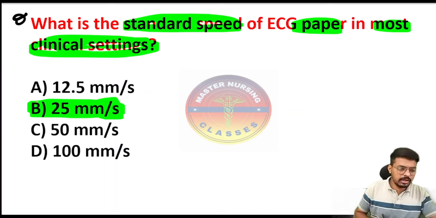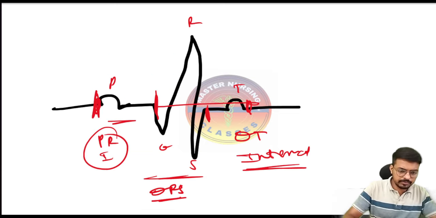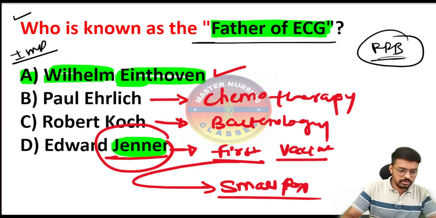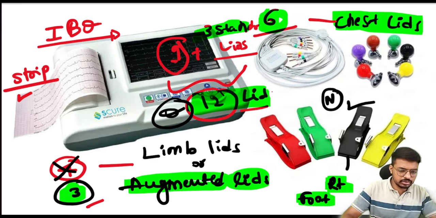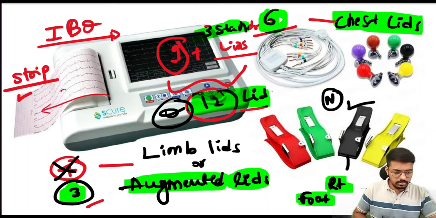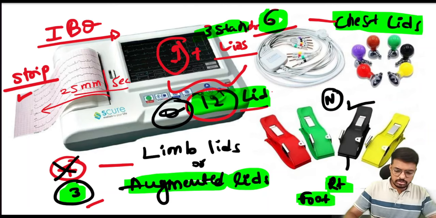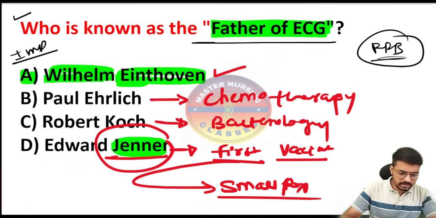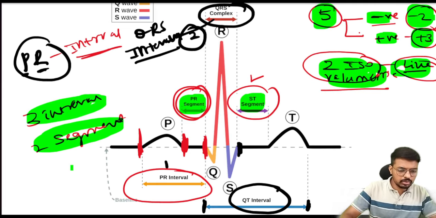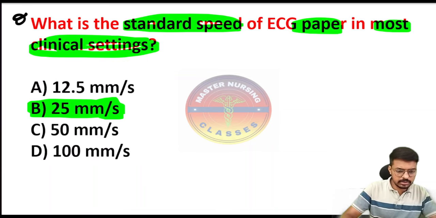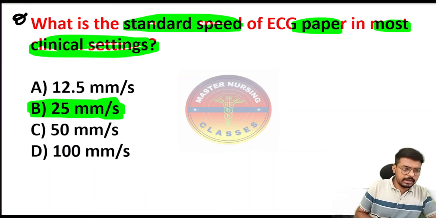Okay, so this is where the ECG paper runs in the machine. I have shown you the image. This is the ECG strip or the ECG paper. So what is the speed of this ECG paper which comes out of the machine? It means 25 mm per one second. Okay, so keeping this as a base, we have to know a few more facts on this that are helpful for the exams.